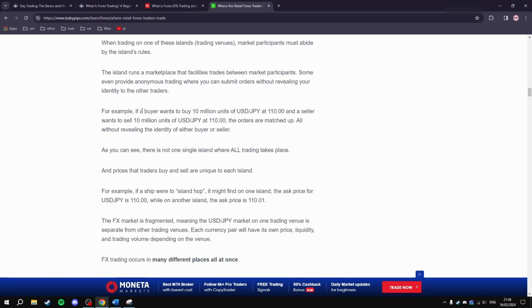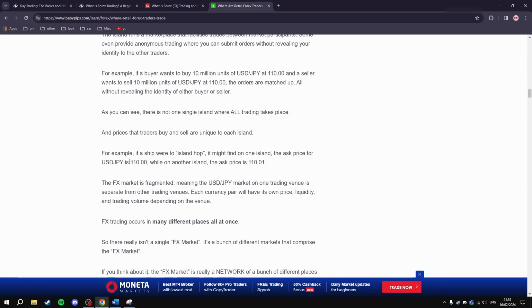For example, if a buyer wants to buy 10 million units of USD/JPY at 110 and the seller wants to sell 10 million units of USD/JPY at 110, the orders are matched up, all without revealing the identity of either buyer or seller. As you can see, there is not one single island where all trading takes place. And prices that traders buy and sell at are unique to each island. For example, if a ship were to island hop, it might find on one island the ask price for USD/JPY is 110, whilst on another island the ask price is 110.1 or 110.01.